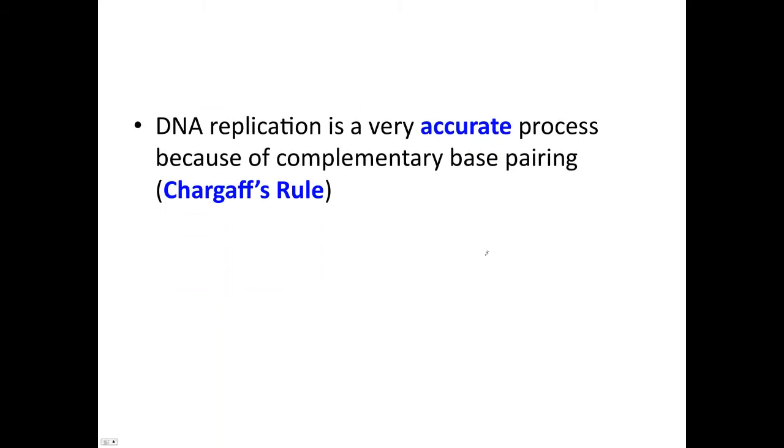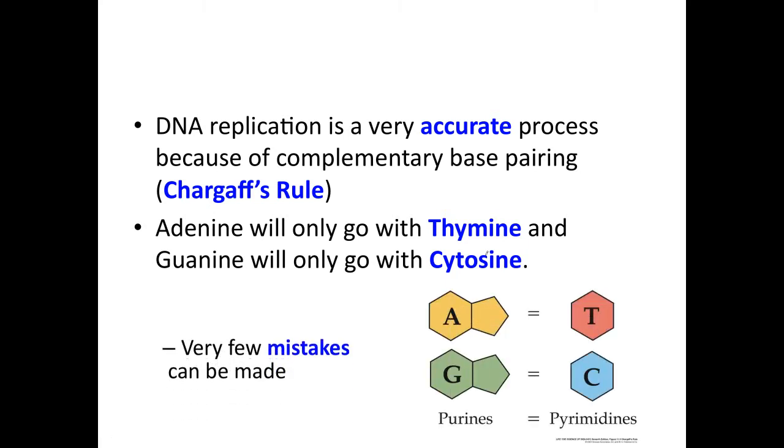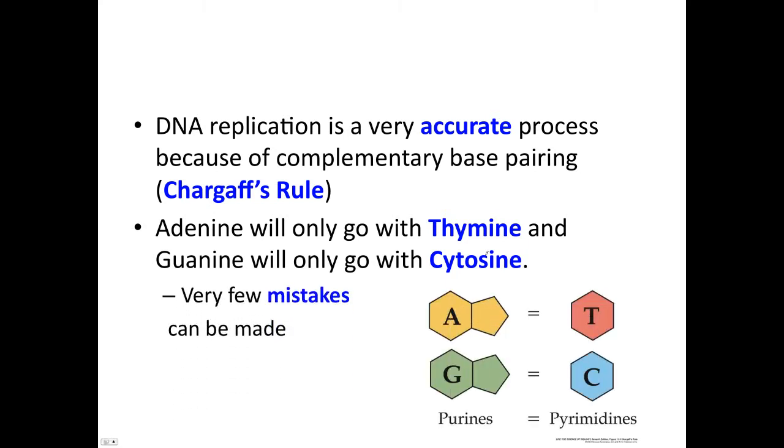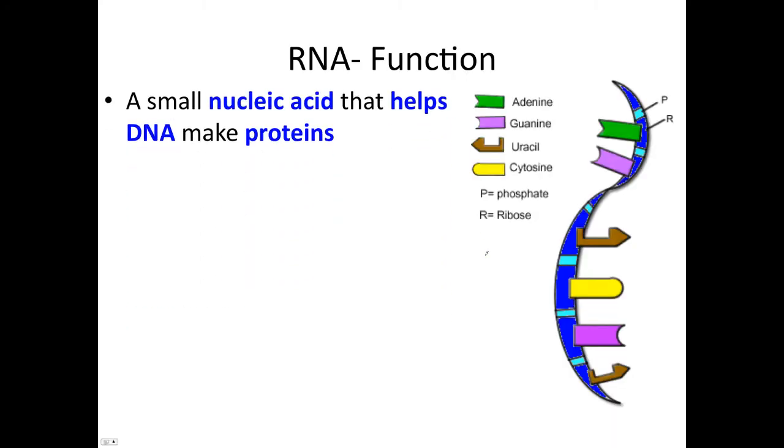DNA replication is very accurate because of the complementary base pairing, also known as Chargaff's rule. Adenine will only go with thymine and guanine will only go with cytosine, again, because of the shapes of them. So very few mistakes can be made, although there are mutations and other things that can happen that can ruin the process of replication. Now moving on to RNA.